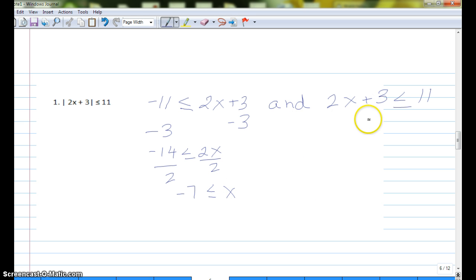Okay, so then over here we'll subtract 3 from both sides. We get 2x is less than or equal to 8. So we get x is less than or equal to 4. So we want x to be greater than or equal to negative 7 and, remember we saw the word and up there, less than or equal to 4. So that's going to be everything between negative 7 and positive 4. So that would be our solution.